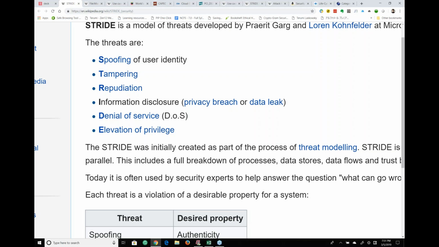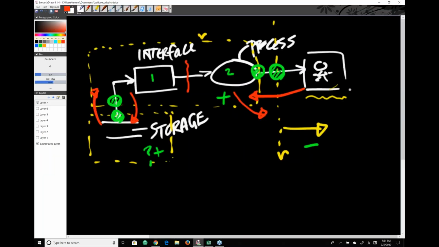So how do we use this? Well, let's get back to the flow diagram. You say to yourself, hey, is there anything related to STRIDE that could possibly go wrong here? So in that interface, you say, can somebody spoof? Can somebody tamper? Can someone repudiate?